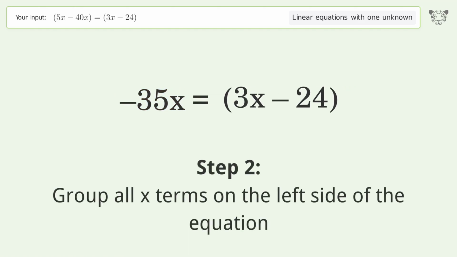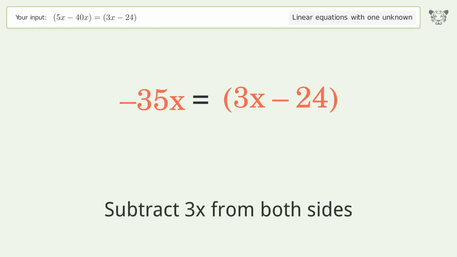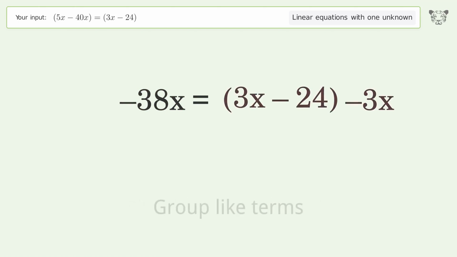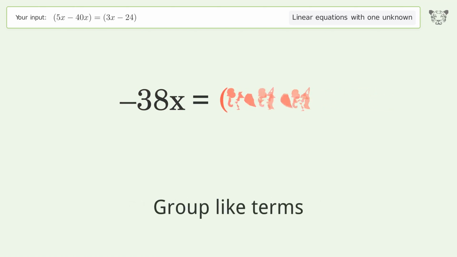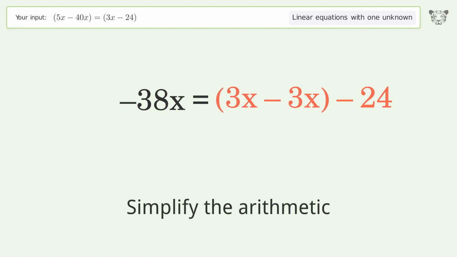Group all x terms on the left side of the equation. Subtract 3x from both sides. Simplify the arithmetic. Group like terms. Simplify the arithmetic.